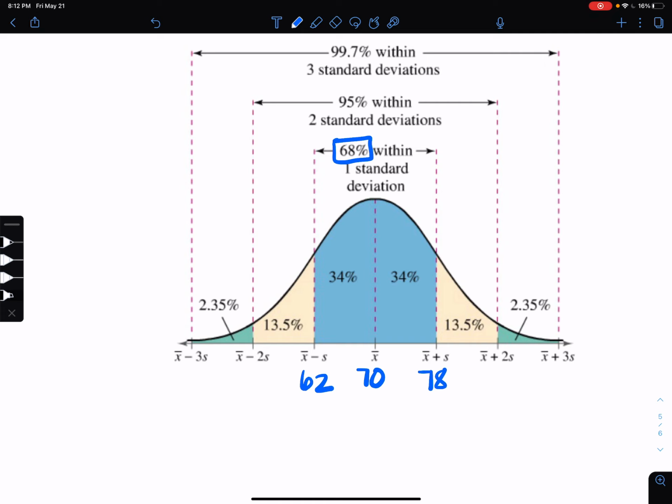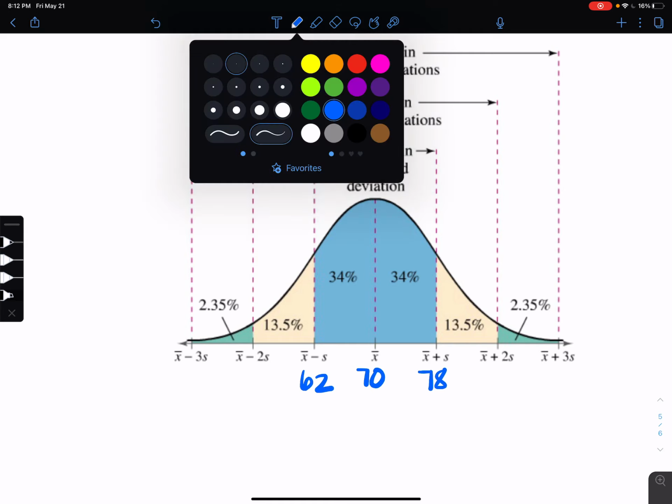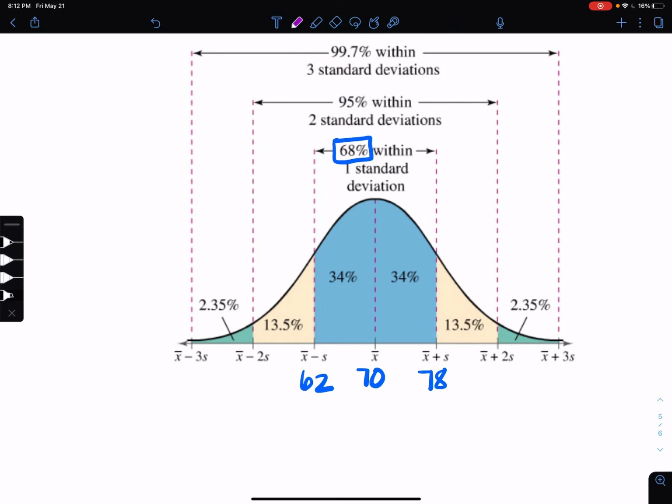Now, it defines this for 3 different intervals, and they're all based on the standard deviation. So if I do this again, right, 2 standard deviations would be going up 8 more. That would put me at 86. And then going back 8 more, that would put me at 54. Okay, again, I'm just moving away from the mean by my standard deviation of 8. And what the empirical rule says is within 2 standard deviations, which is where I am now, I'll find 95% of the data.